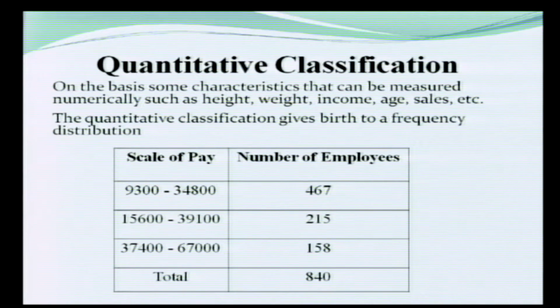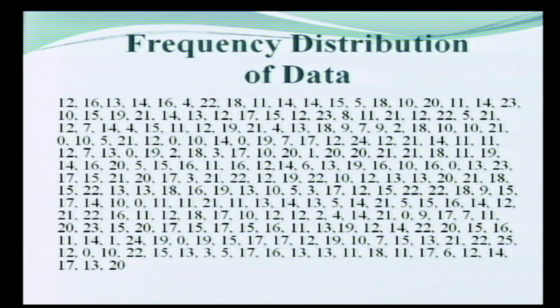For example, here we have classified the number of employees in a particular organization under different scales of pay. So, this is the quantitative classification. Now, have a look at the number of values given on the screen. There is a large number of values given, and this information is the age of the children, the teenagers, in a particular colony.